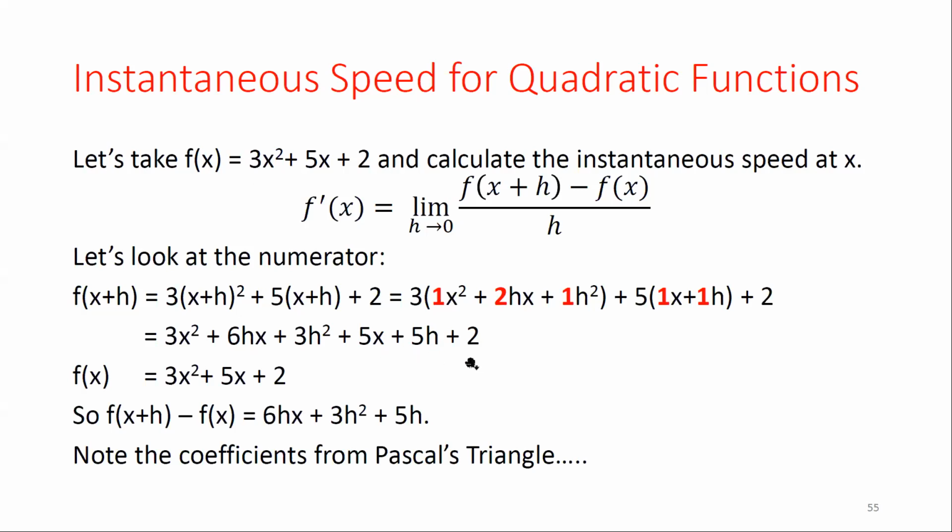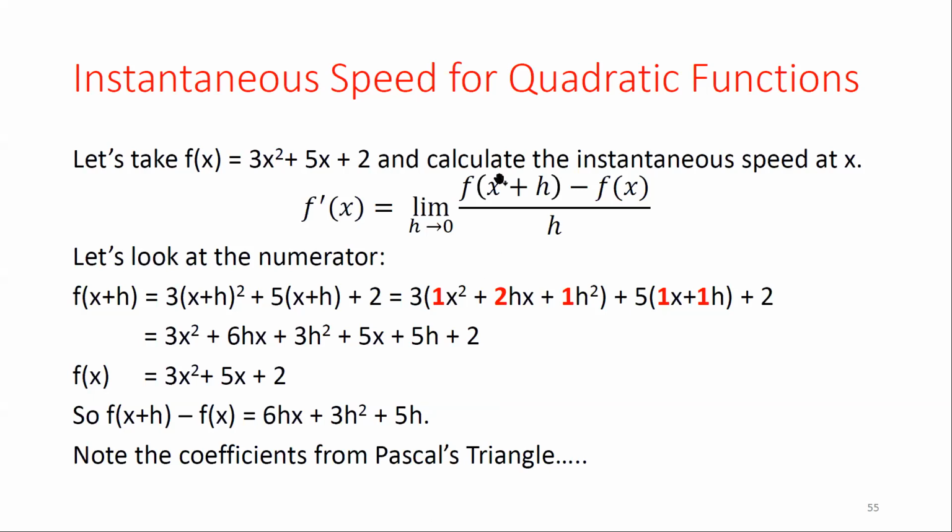It's a little bit more involved than what we had for the linear. f of x is just 3x squared plus 5x plus 2. So if we look at their difference, what's the change in distance? The 3x squareds cancel, the 5x's cancel, the 2's cancel. We have 6hx plus 3h squared plus 5h.